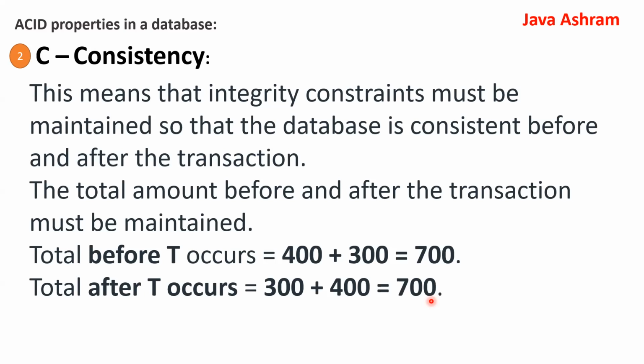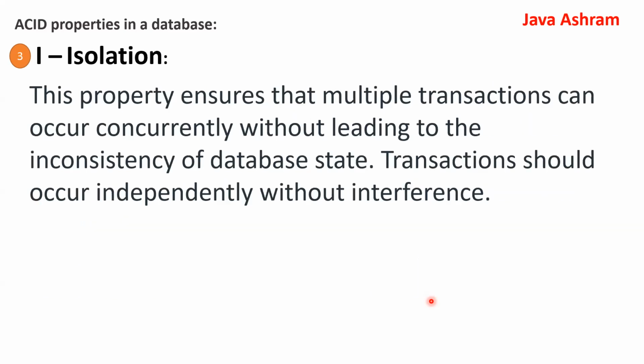Now, next is I from ACID. So I stands for isolation. Isolation ensures that multiple transactions can occur concurrently without leading to inconsistency of the database state. So in the case of multiple transactions happening on that account, on that particular table, it should maintain the database state without leading to inconsistency. Transactions should occur independently without interference.